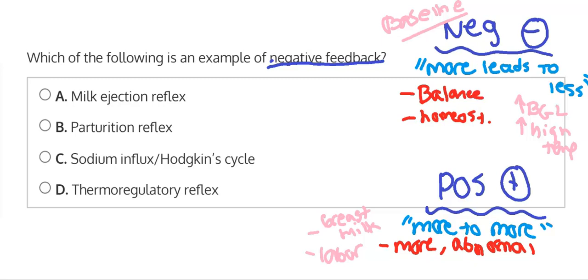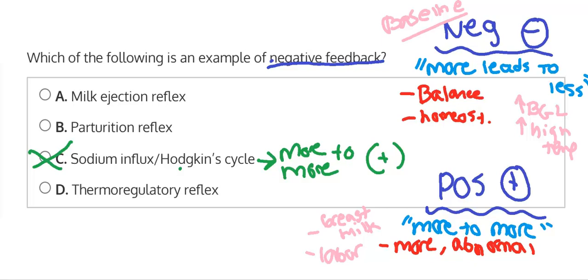Another example of more leading to more is the sodium influx Hodgkin cycle. This is an example of how action potentials work for sending messages between neurons, as we learned in the neural section. This is positive feedback because it creates more and more sodium to create these neurotransmission signals. So now we know this is a positive feedback loop, and we can eliminate option C. Now let's look at the other examples and see if they relate to negative or positive feedback.